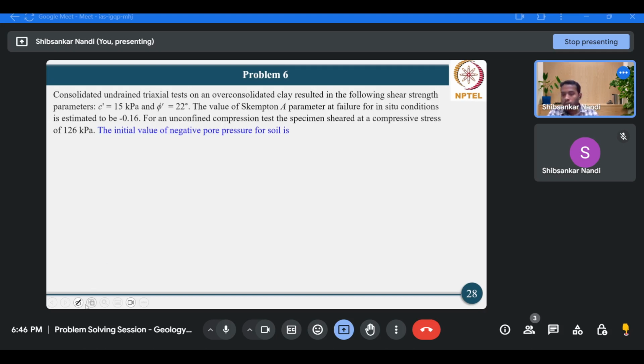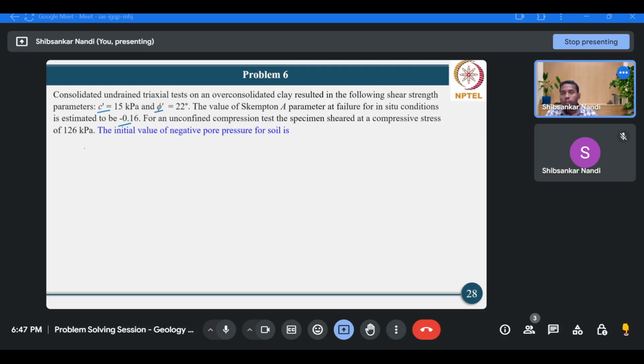In this problem, a consolidated undrained triaxial test on an over-consolidated clay resulted in the following shear strength parameters. The undrained cohesion value is 15 kPa and the drained friction angle is 22 degrees. The value of Skempton A parameter at failure for in situ conditions is estimated to be minus 0.16. Now for an unconfined compression test, the specimen sheared at a compressive stress of 126 kPa. The initial value of negative pore pressure for the soil is asked.